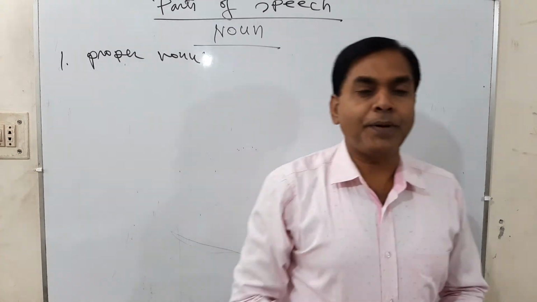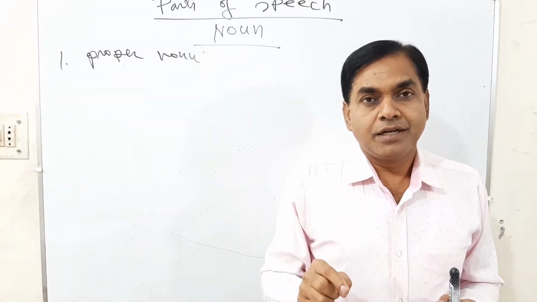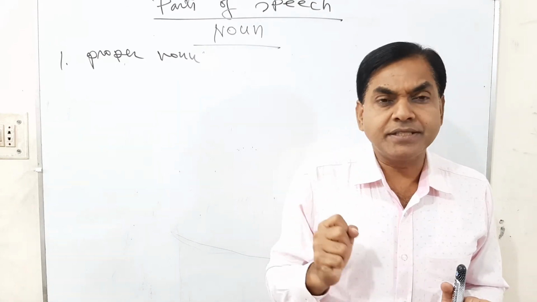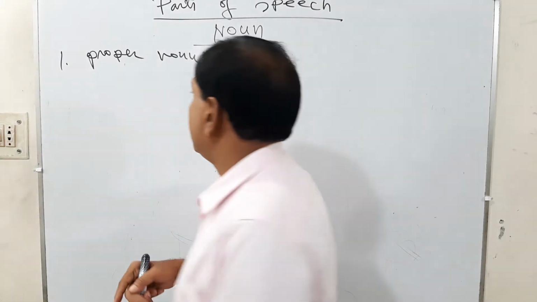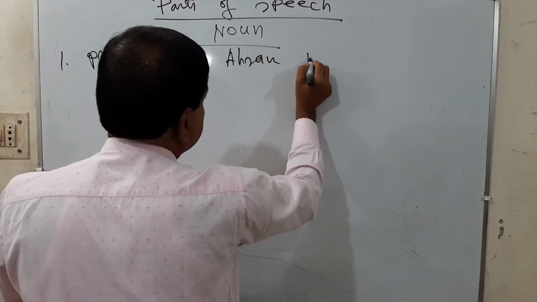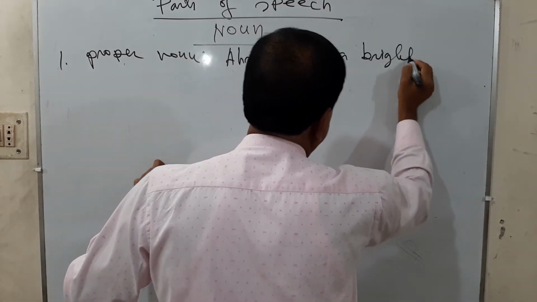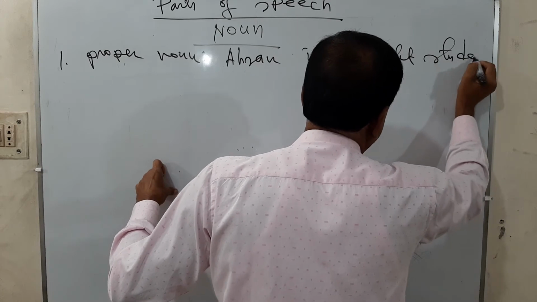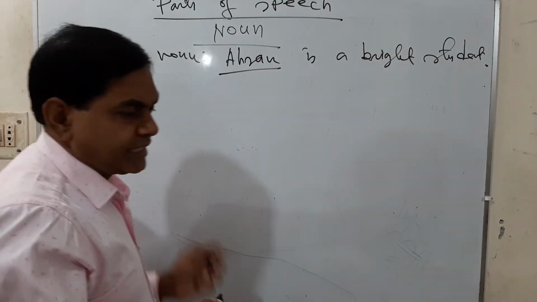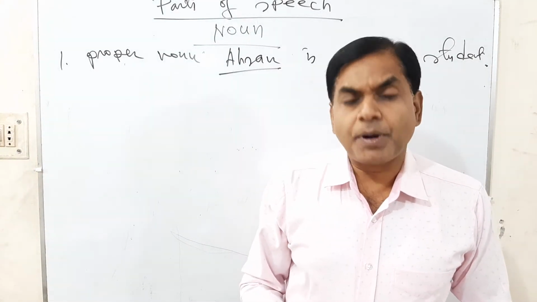So, what is proper? Proper indicates the select thing, the fixed thing, or a limited fixed thing. That means, if I say Ahsan, Ahsan is a bright student. Yes, it's a single person, Ahsan. It is the name of a single person only. So it is a proper noun.